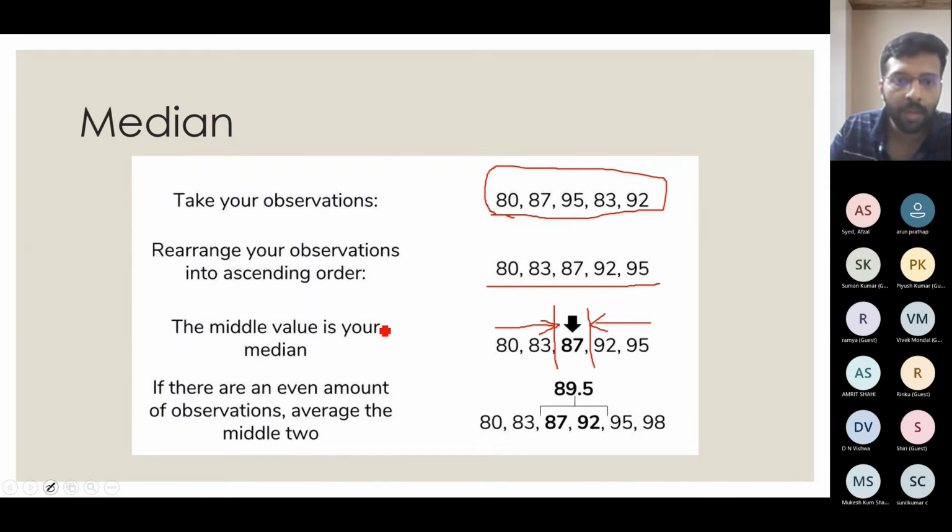Now suppose there is one more data point. Suppose I add one more, 98. In that case, my total number of data points will be even. So in this case, like I told, my boundary will fall here. I will take the 2 points on either side of it and take the average of them. That will give me 89.5. That is how the median is computed.